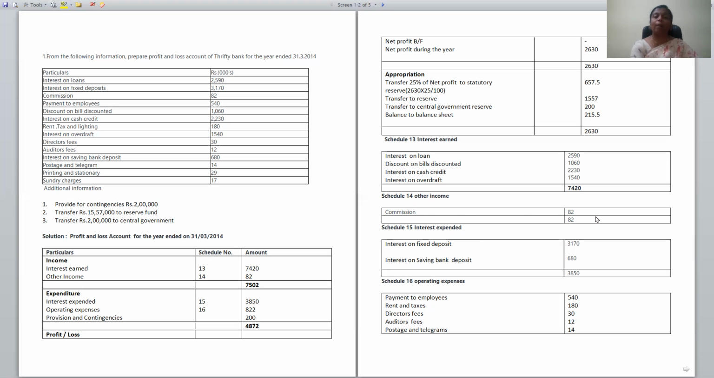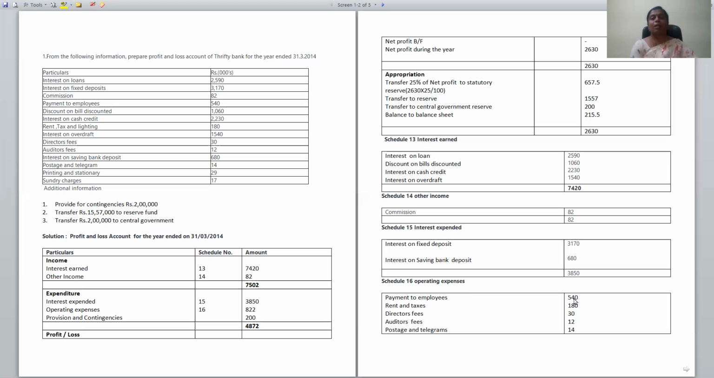So next is payment to your employees. Now, this is one of your operating expenses. So operating expenses will be part of schedule number 16, and we can see here payment made to employees 540 rupees. So next what we have is discount on bills discounted.